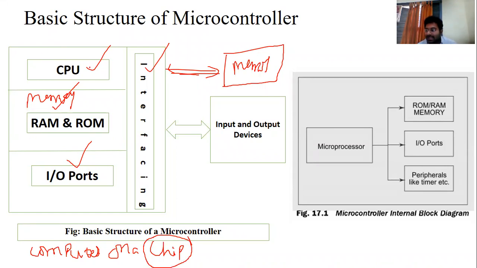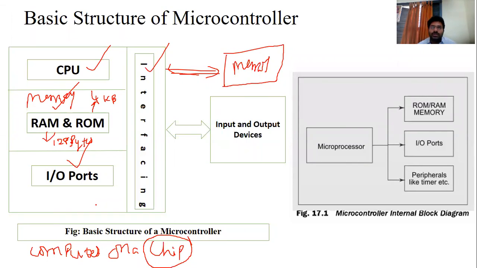It has a CPU. CPU means it has the ALU, the arithmetic and logical unit, the timing and control unit, and the registers also. It has RAM and ROM memory also. Internally, the ROM, read only memory, is 4 KB, and the random access memory is 128 bytes. It also has the IO ports.